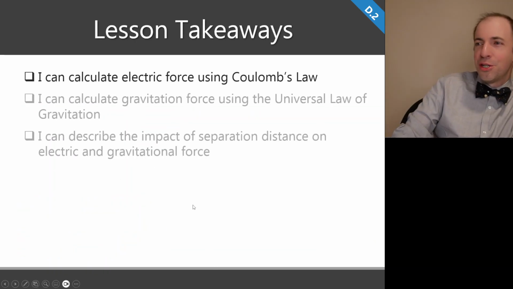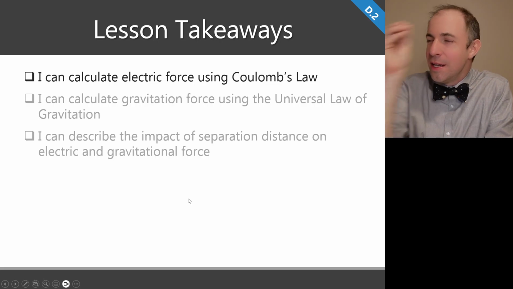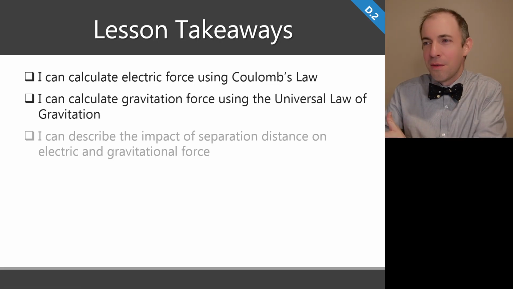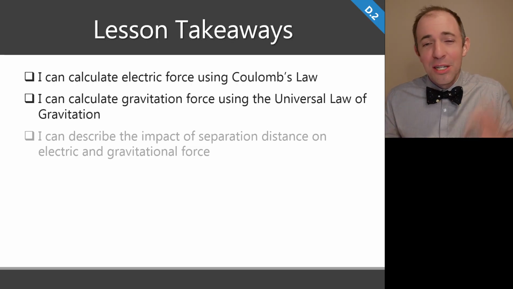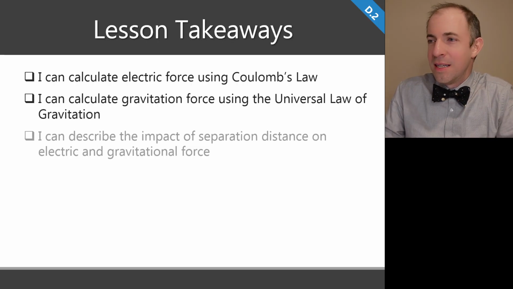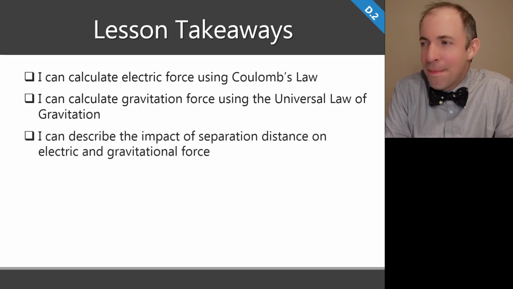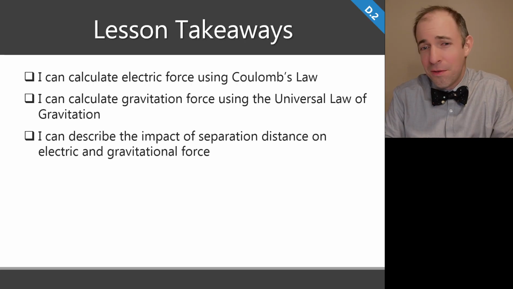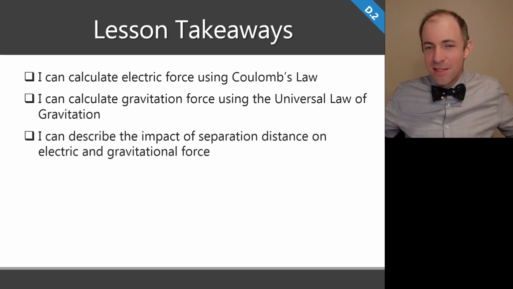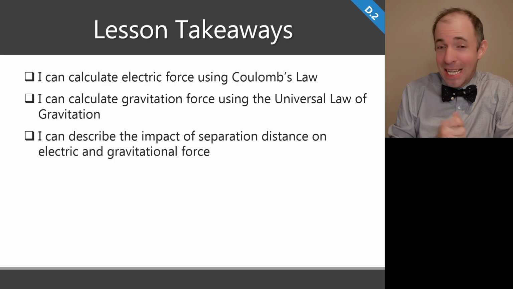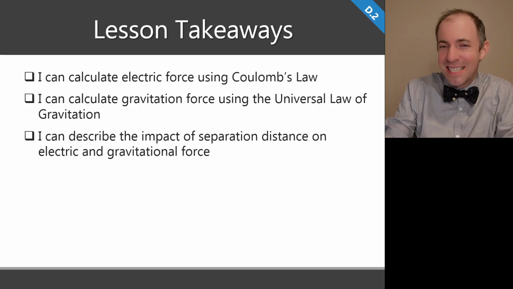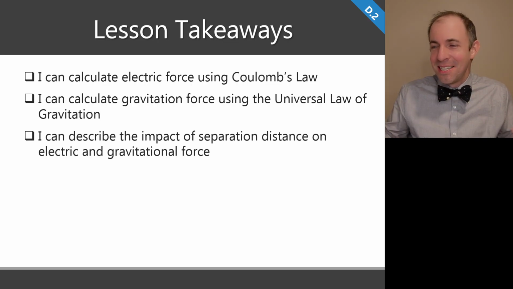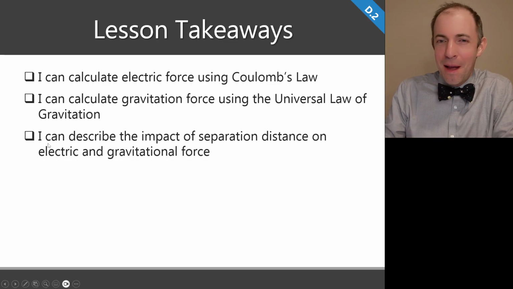So the takeaways here: you should be able to calculate electrostatic force using Coulomb's law, and then calculate gravitational force using the universal law of gravitation. Essentially the same relationship, just new properties built in. You should also be able to describe the impact of separation distance on how electrostatic and gravitational force act. The larger the distance, the smaller the force. And it actually decreases very quickly because it's an inverse square law. So you square that distance. So doubling the distance actually decreases the force by a factor of 4.